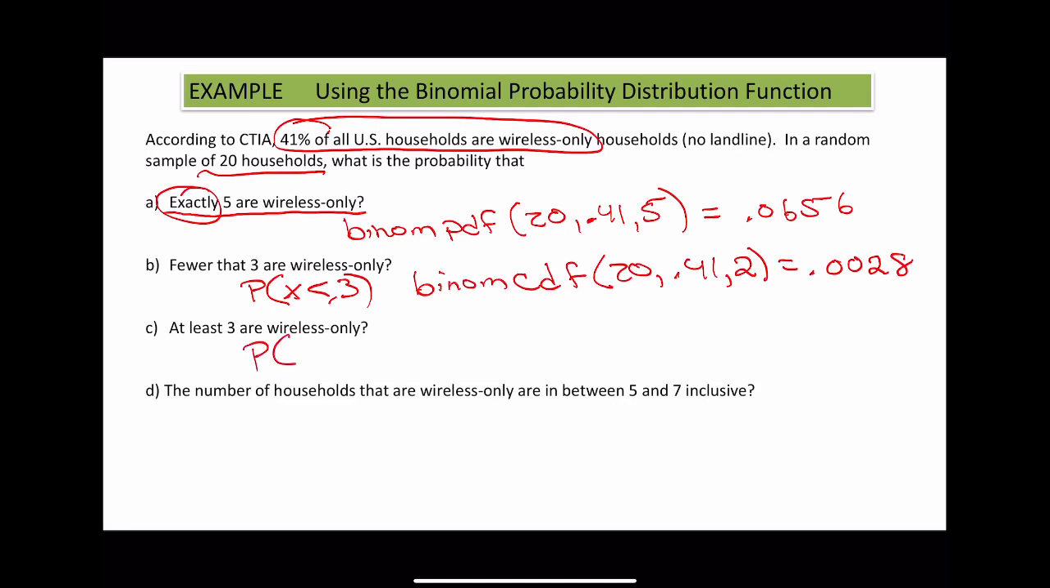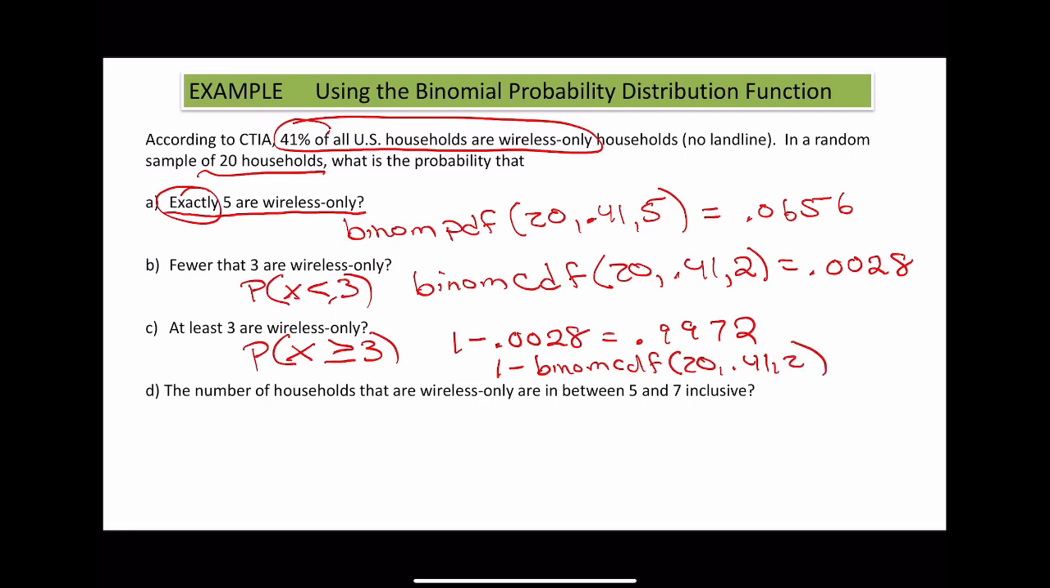So how about at least 3 are wireless only? So I need the probability X is greater than or equal to 3. So that is the probability of not 2 or fewer, not less than 3. So basically, if I just do 1 minus 0.0028, I will get 0.9972. Or you could have done 1 minus binomial CDF 20, 0.41, 2.